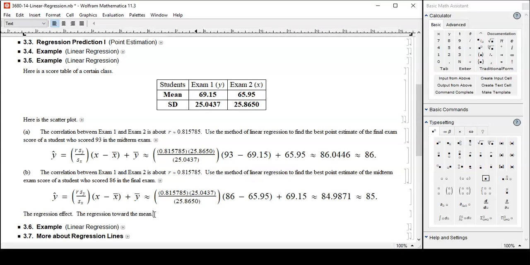So many people may have called it progression toward the mean, but traditionally that's not the case. Actually, let me see. Who is the person who discovered this to begin with? Excuse me.